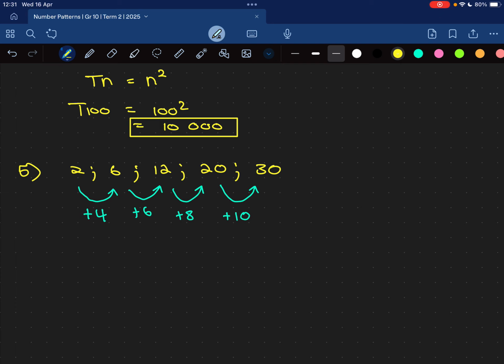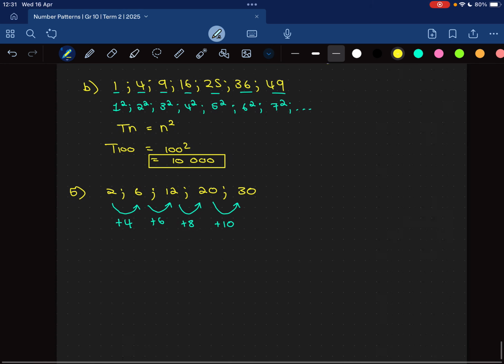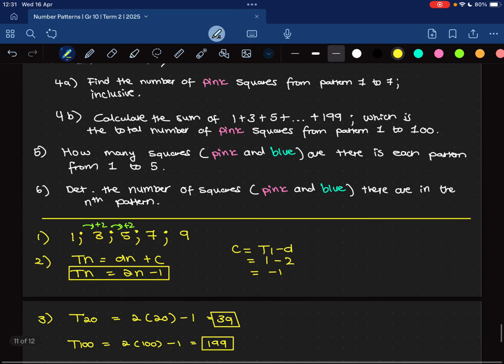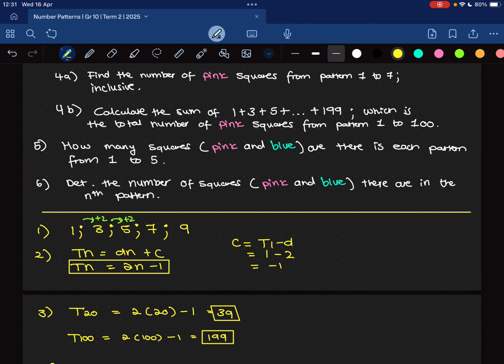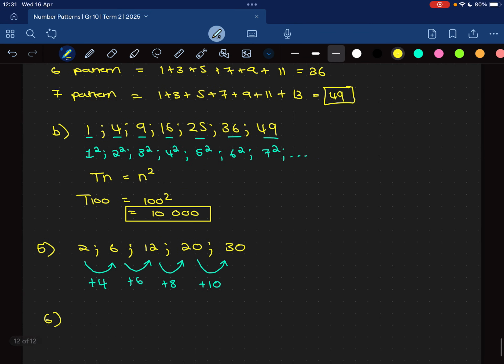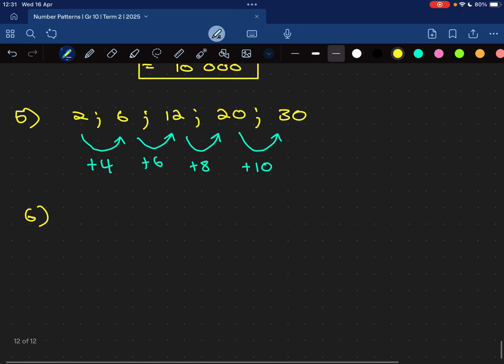Okay, so all the question just asked you is how many squares are there in each design. So you just had to basically give all the sequence from 1 to 5. Okay, then the last one says determine the number of squares there are in the nth pattern. Okay, so this one I can see is going to be kind of tricky. We don't really cover this number pattern in detail right now, but we do cover it a lot in grade 11.